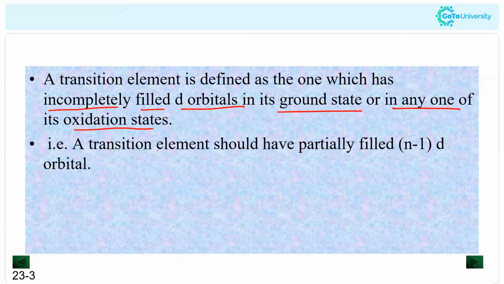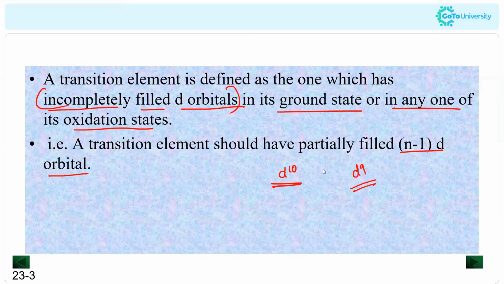This is also important. D block elements are from group 3 to group 12, but the transition element has a different definition. What is that definition? They have incompletely filled d orbitals. That is important. So if an element has d10 configuration, it cannot be considered a transition element. Because for becoming a transition element, d9 is acceptable. So they should have incompletely filled or partly filled d orbital. That is, the transition element should have a partly filled (n-1)d orbital. Okay, so this is how we define the transition element.